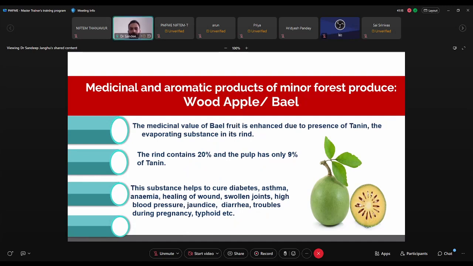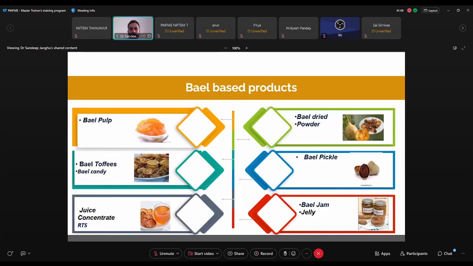The next minor forest produce is wood apple, or as we used to call it, bael. Bael contains tannins, which are higher in the rind, almost 20%, and the pulp also contains around 9% tannins. These tannins are helpful in curing different kinds of diseases like asthma, diabetes, swollen joints, jaundice, and diarrhea. So wood apple has a lot of medicinal properties.